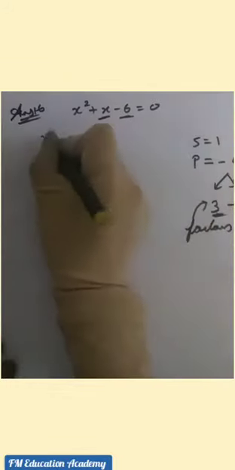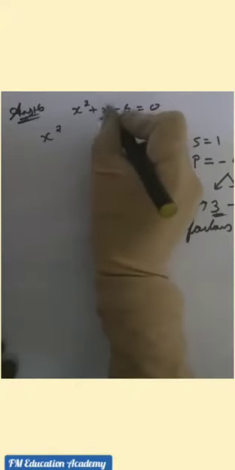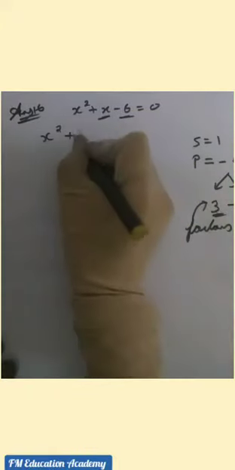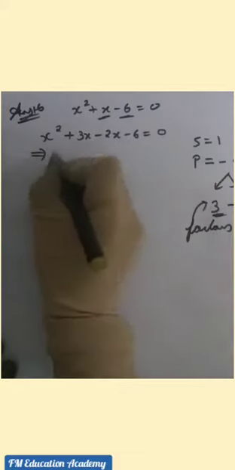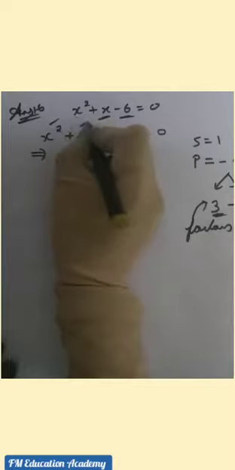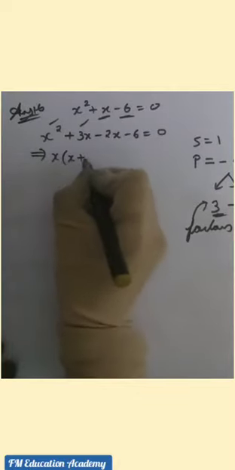So what to do? x square you should write as it is. In place of this middle term x, write these factors. That is plus 3x and minus 2x minus 6 is equals to 0. What to do next? In between these two you can take x common. x plus 3 will be remaining.